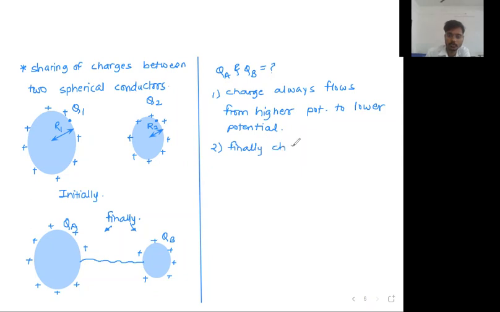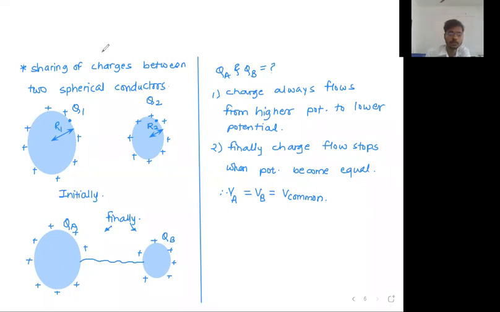Finally, charge flow stops when potentials become equal, called the common potential. Initially the potentials of the two were different, the surface potentials were different, but finally both potentials will become equal. So the potential of the first sphere, finally VA, must be equal to VB, also called the common potential.